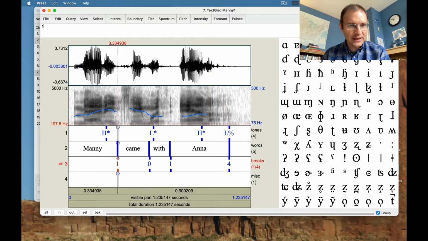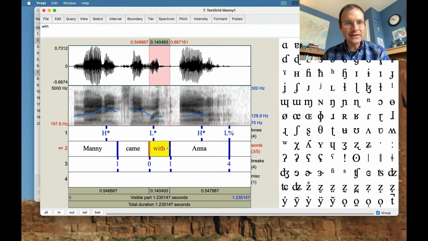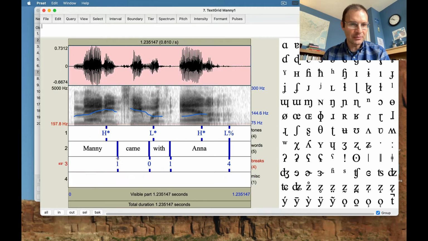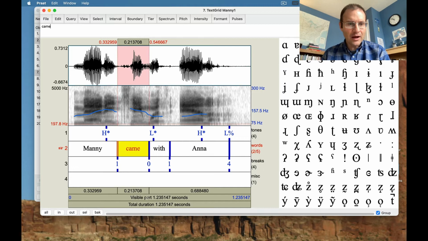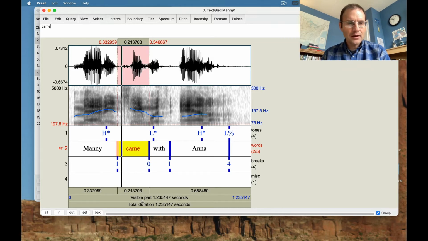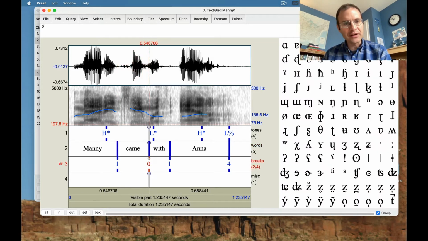And usually, I would say do the words tier first, and then once you get the boundaries between the individual words, you can easily line those up with what appears down here on the breaks tier. But if you don't do that at the same time, then it gets a little messy and it can get hard to line these up exactly. I'll try that real quickly here. One thing is with the 0 break. Manny came with Anna.